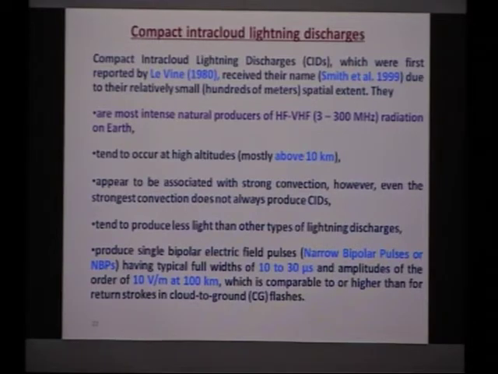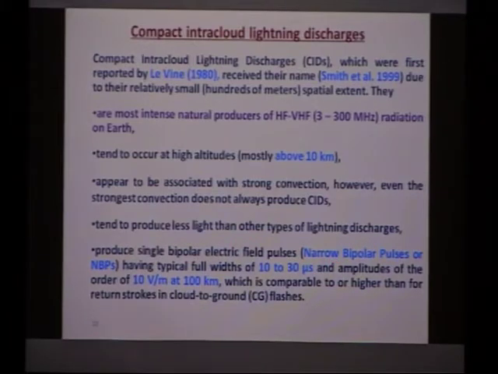So these compact intracloud discharges produce the most intense HF and VHF radiation on Earth. They tend to occur at high altitudes, mostly above 10 kilometers. They appear to be associated with strong convection and tend to produce less light than other types of lightning discharges, as observed by the FORTE satellite. They also produce single bipolar electric field pulses, so-called narrow bipolar pulses, and the amplitudes of these pulses are comparable to those produced by neutron stars.